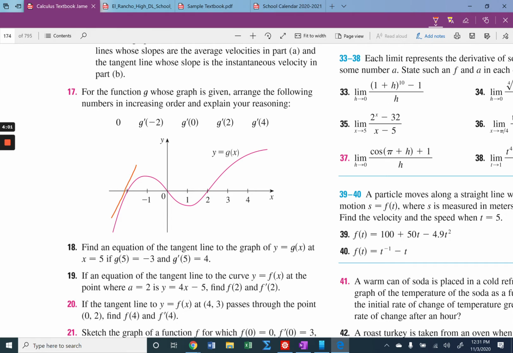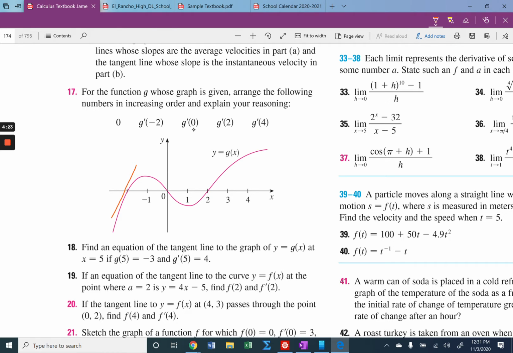That's the slope of the tangent line. What kind of number is that? It's a positive number, so it's going to be bigger than 0, because positive numbers are bigger than 0. So in your order right now, because we're going in increasing order, all you know is something about these two so far. 0 goes first, and then g prime of negative 2 would come second because that's increasing order.